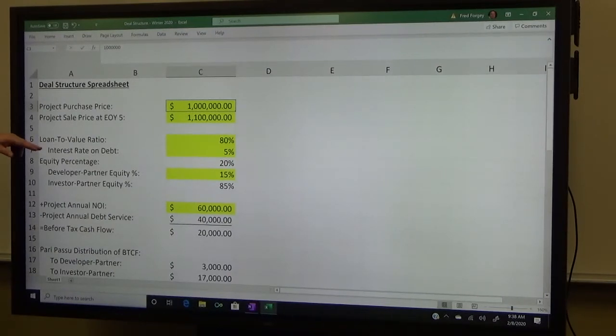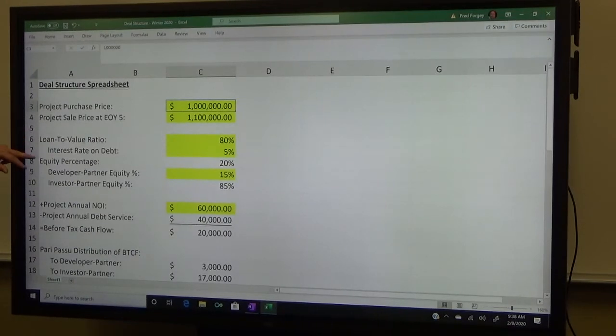Interest rate on the debt was 5%. Now the one thing with this particular example, on purpose I did what Cole was referring to, and that is, this is an interest only loan. The reason I did that was for simplicity. So, 5% interest rate on the loan.